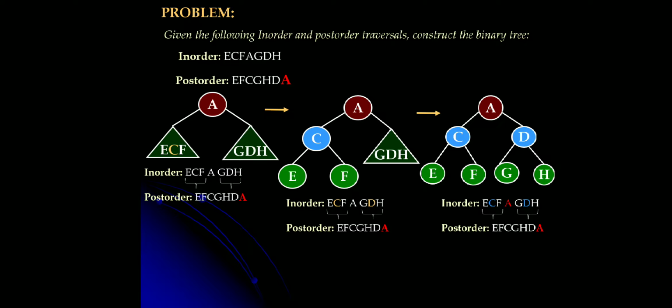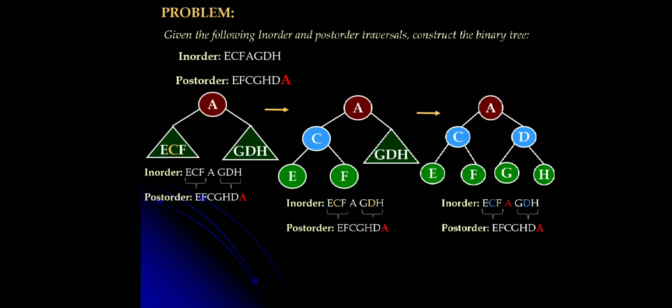Now we need to find the root for the right subtree. So out of GDH, find out in the post-order traversal which node is appearing last. So here you can observe D is appearing last, so mark it in the partial binary tree, and since G is appearing to the left of D, it is the left child, and H is appearing to the right of D, it is the right child, right?